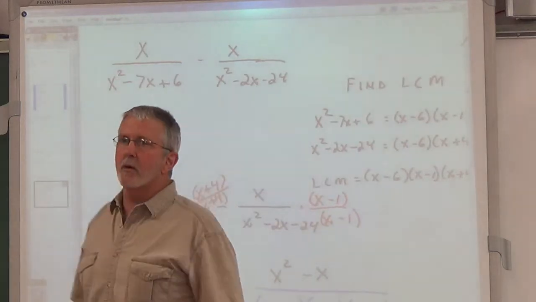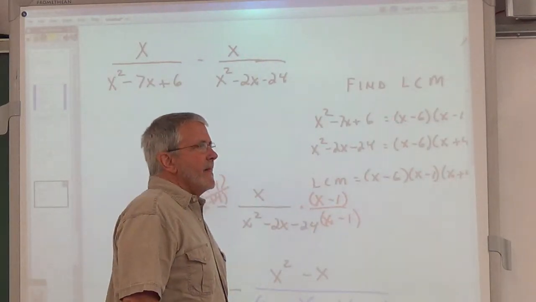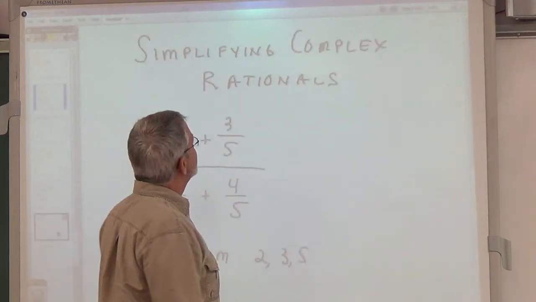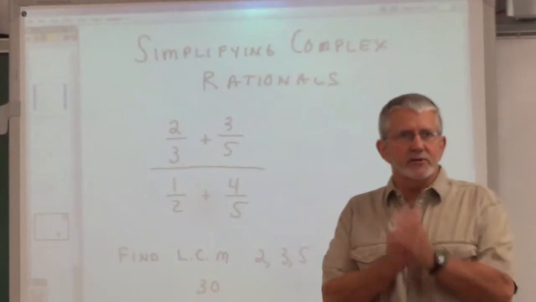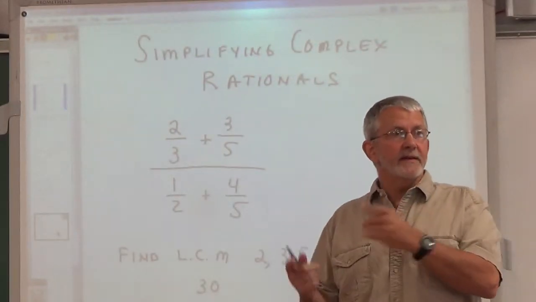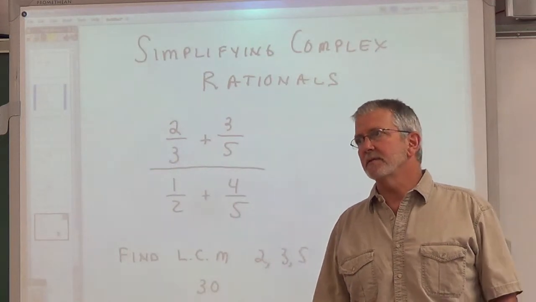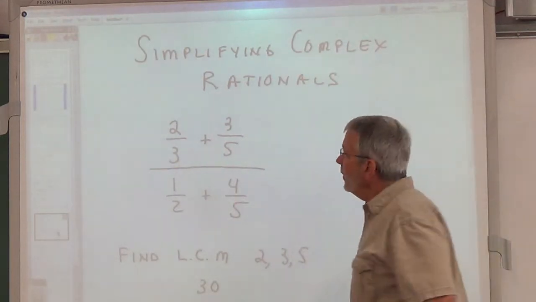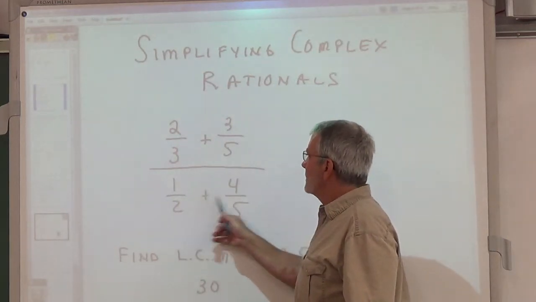One more thing we're going to go over in A5: simplifying complex rationals. Oh, my goodness gracious. This is going to be very prevalent next year in calculus, and prevalent this year also. So I have 2/3 plus 3/5 divided by 1/2 plus 4/5.